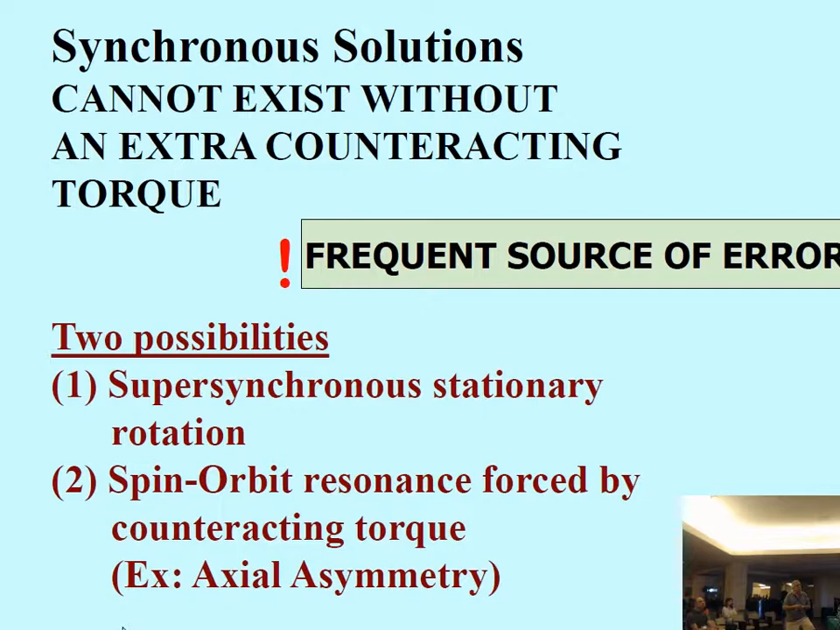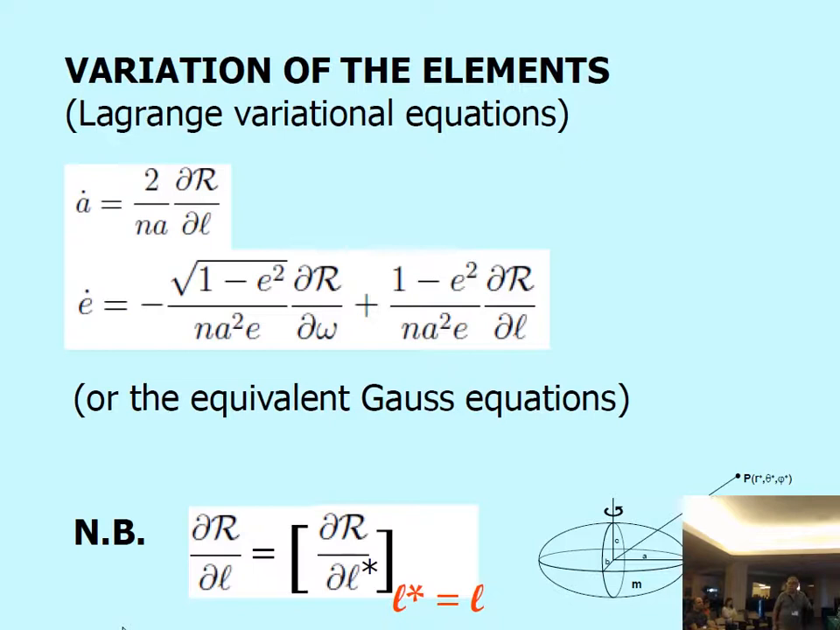But so we have two possibilities. Either the motion is super synchronous, or the spin-orbit resonance exists, but it is forced by a counteracting torque. And this counteracting torque is a permanent deformation of the body, because when the super synchronous motion tends to push it there, it creates a torque in the other sense, and we get some position of equilibrium in between. Well, this is not concerned with the rotation. Let us now look at the orbital elements.